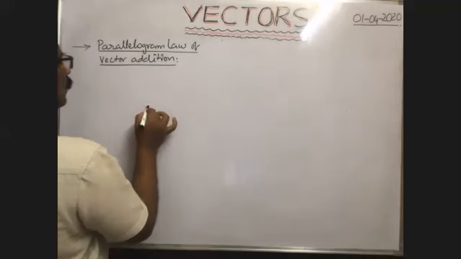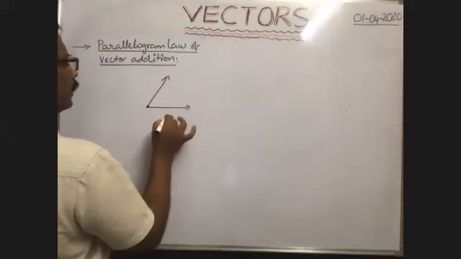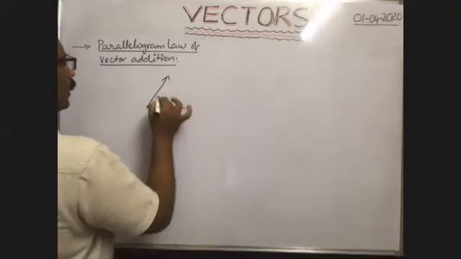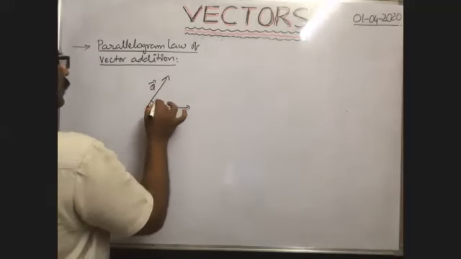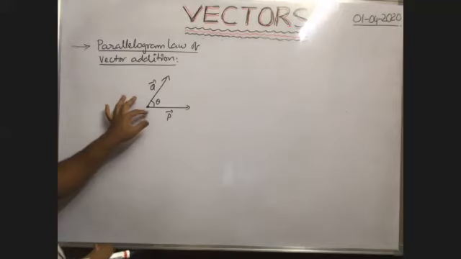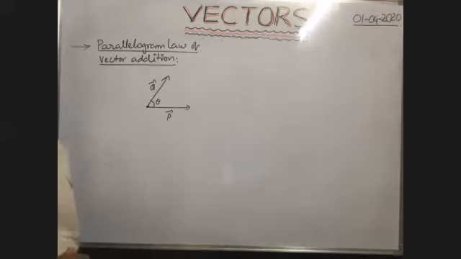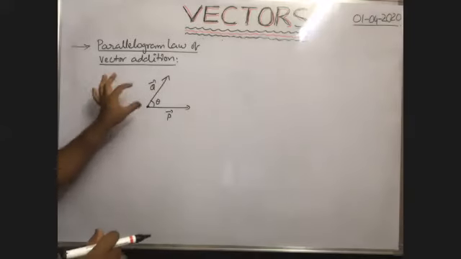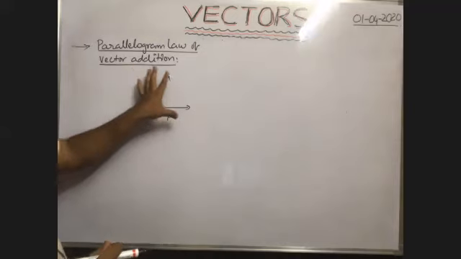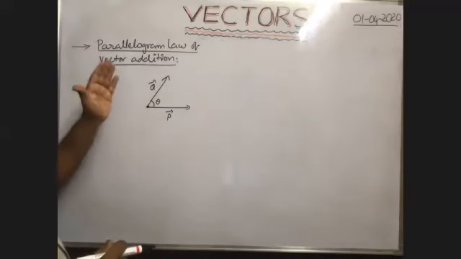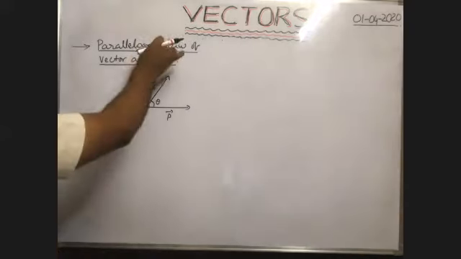Suppose a particle simultaneously experiences two vectors, p bar and q bar, in different directions, with angle theta between them. These may be velocities, forces, accelerations, whatever it may be. In order to find the resultant of these two vectors, we use the parallelogram law of vector addition.